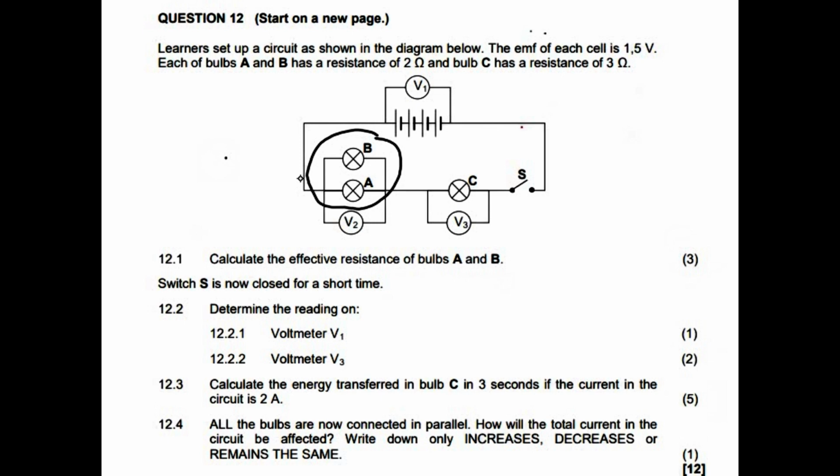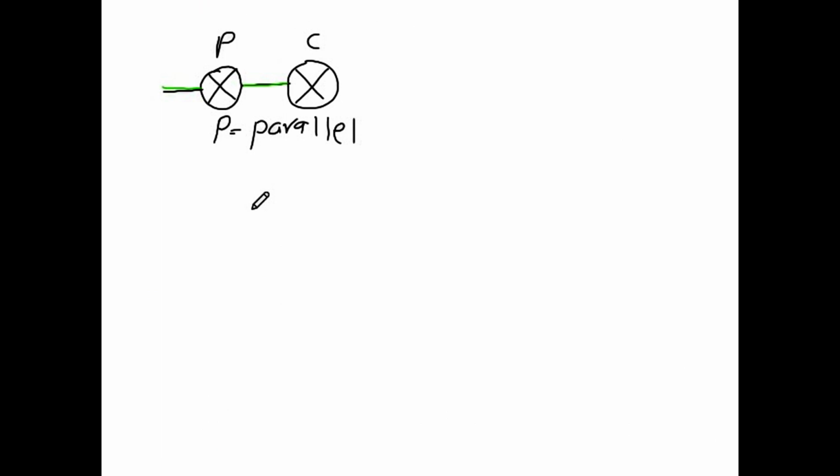Just because each of the light bulbs has a resistance of 2 ohm doesn't mean that their total resistance is going to be 4 ohms. If they were connected in series, yes, but if they are connected in parallel, their total resistance will actually be lower. So that's why they are now asking us to calculate the effective resistance. I want you to think about it as they want you to replace those 2 light bulbs with 1 light bulb that we called P earlier. And that light bulb, we now have to determine what the resistance of it will be.